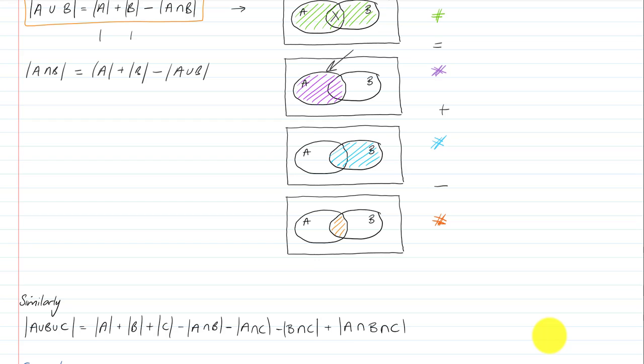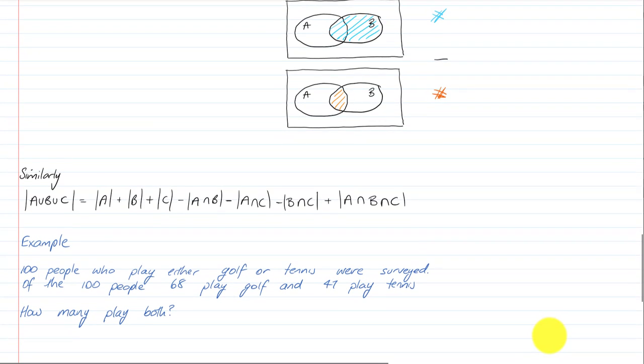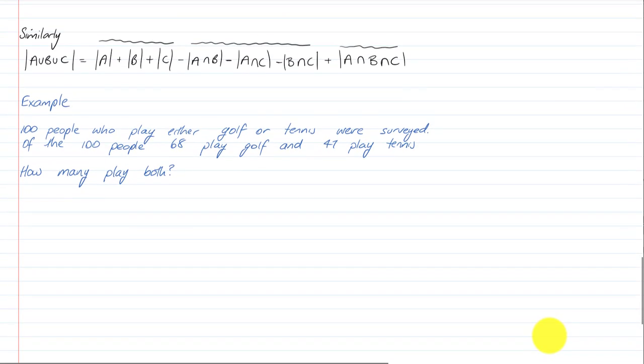Similarly, and not on your formula sheet, you get the same idea with a 3-part diagram. You've got A, B, and C, but it's a bit more complex, and it's something maybe you could play with. But you'll notice here that we add all of our number of elements in A, B, C separately. We subtract the pairings, but then we add back on the triple. And this pattern actually holds. If you go to 4 or 5, we do add all the singles, subtract all the pairings, add the triples, subtract the quadruples, etc.